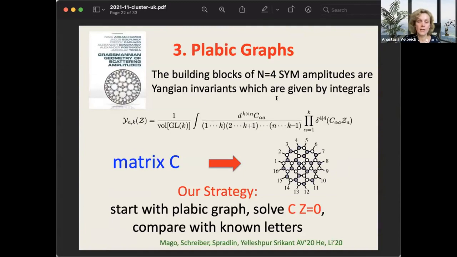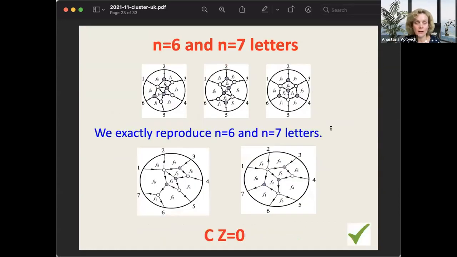The building blocks of the amplitudes are described by this integral, which has a delta function of C times Z. C is the matrix associated with Plabic graphs, and Z are the same Z's, the endpoints in P3. So the idea is very simple. We start with a Plabic graph, solve CZ equals 0, and compare with known letters. It's a very graduate-student-oriented process. You don't need to do anything other than linear algebra. You just open your favorite program, which parameterizes your graphs, and solve for the letters.